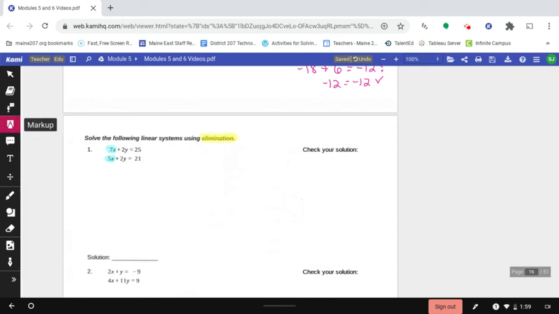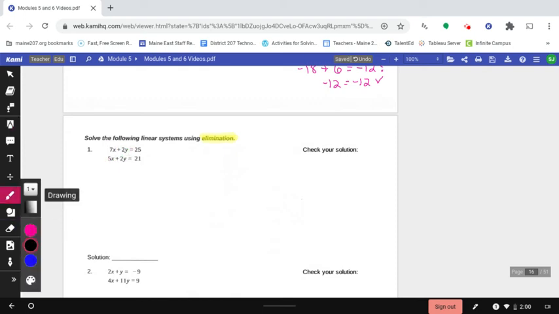Next, we have a positive 2y and another positive 2y. Now, if I add those together as of right now, I get a positive 4. But if I could make one of those y's actually be negative 2y instead, then they would be additive inverses. So this is where that multiplying part comes into play.